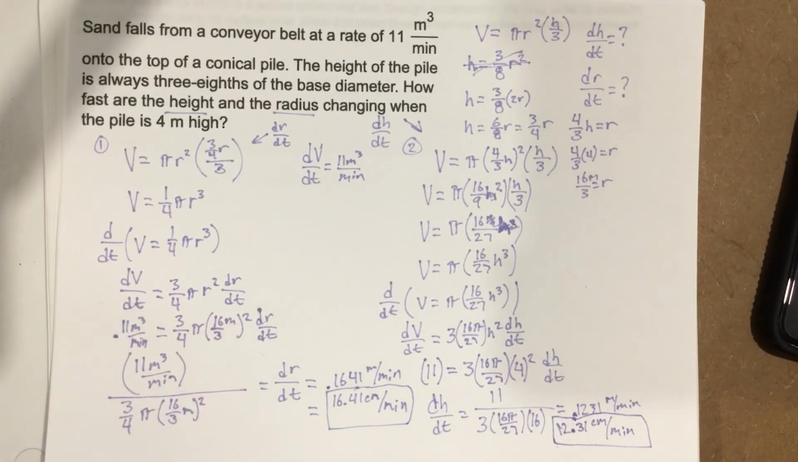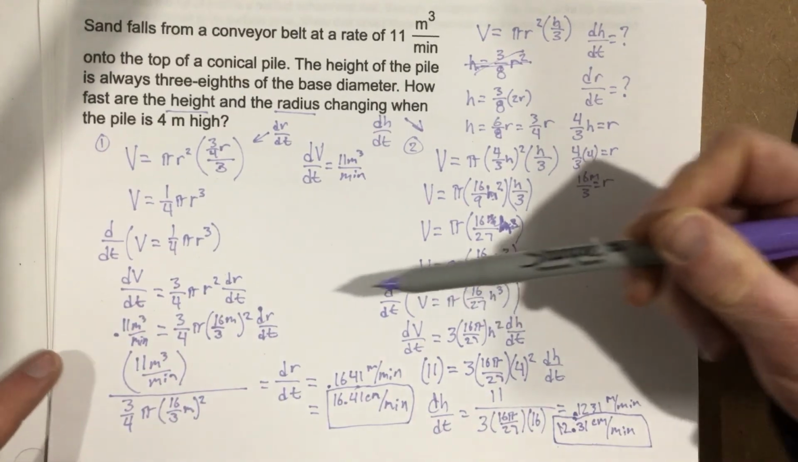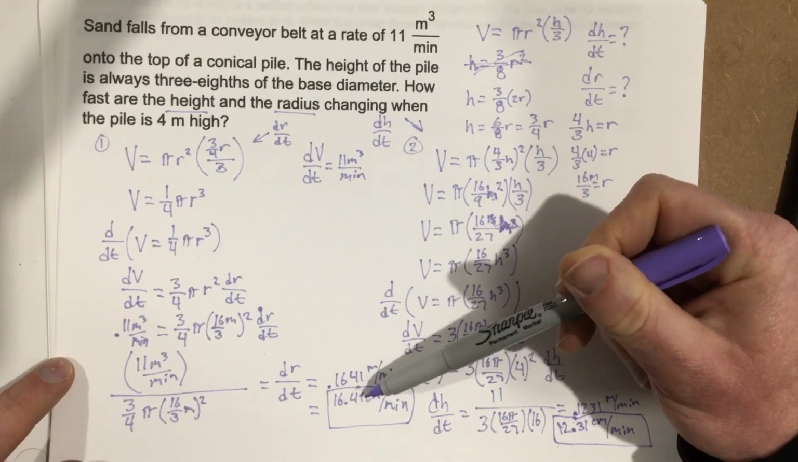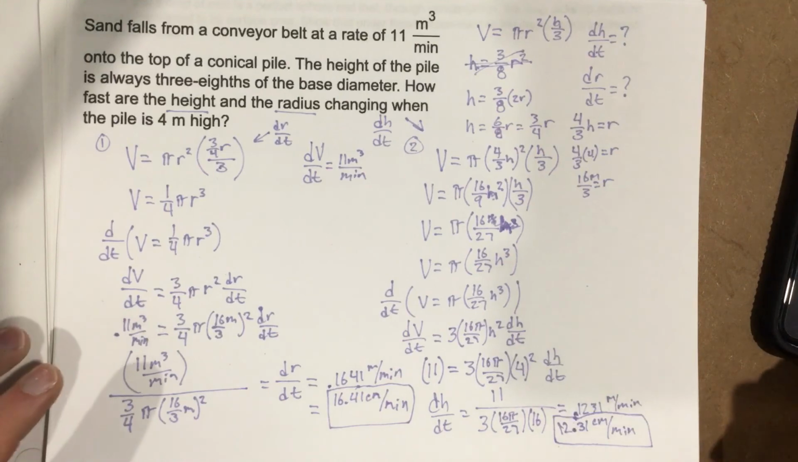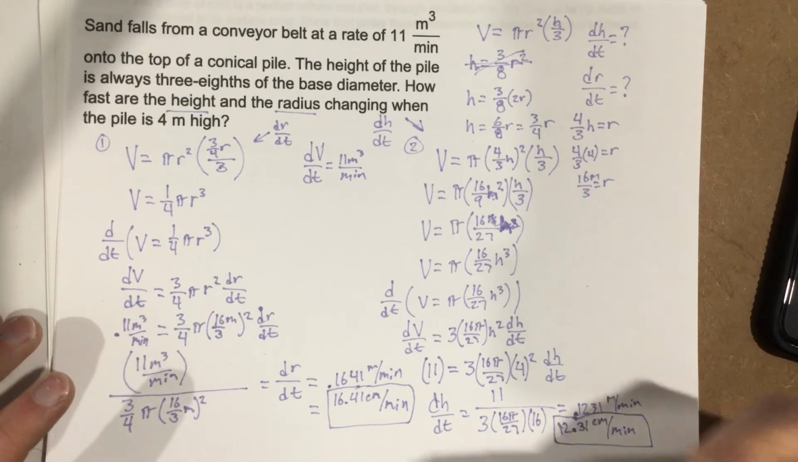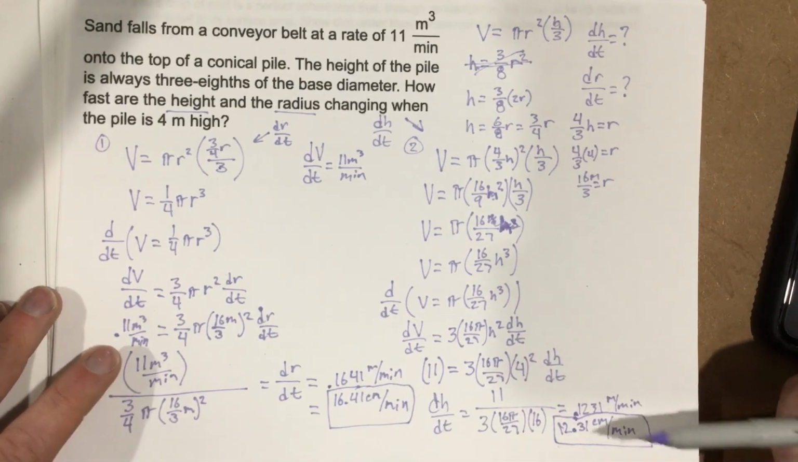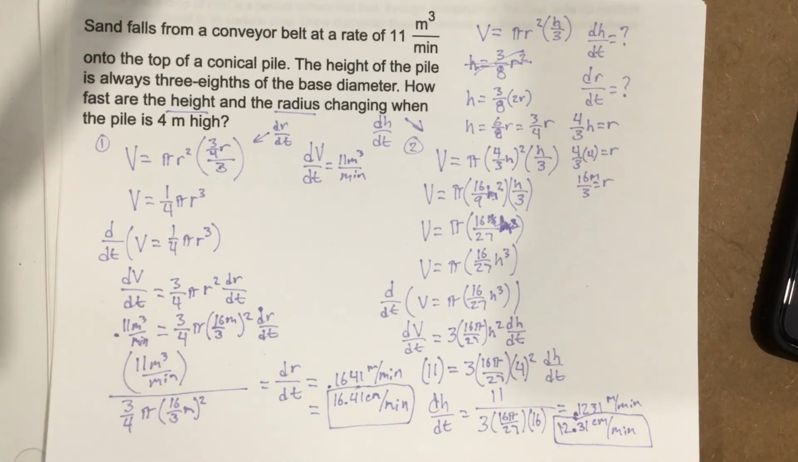So the rate of change for the radius is 16.41 centimeters per minute. So the bottom of the sand pile is changing at 16.41 centimeters per minute, and the height is changing at 12.31 centimeters per minute.